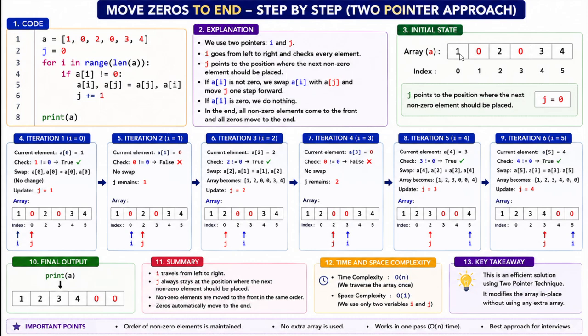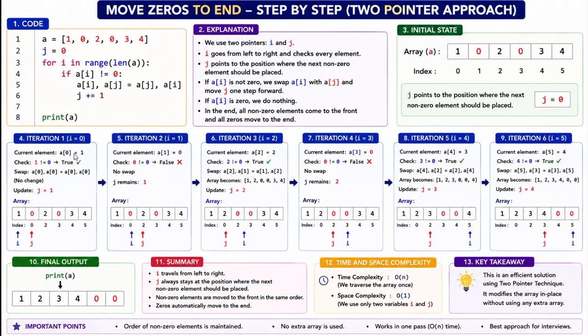This is the initial list or array: 1 0 2 0 3 4, and these are the indices 0 1 2 3 4 5. Initially we take j equal to 0. Here this is the first iteration.